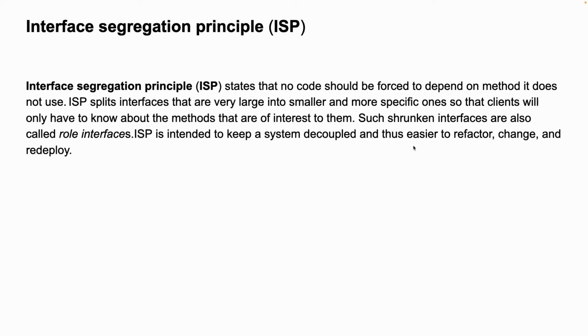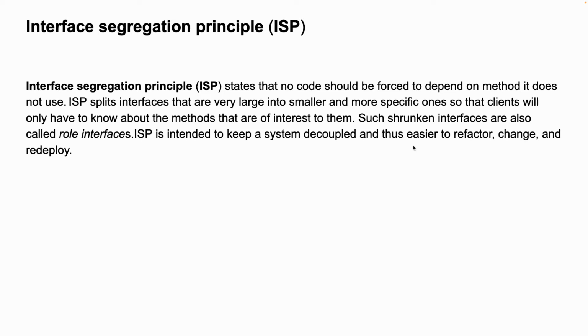So if you have a large interface, the ISP will help you split it up and make it smaller and more specific, so the client only has to know the methods they are interested in, or are going to use. If they are not going to use a particular method, why should they implement it, right? So the Interface Segregation Principle helps us make our system more decoupled, and thus makes refactoring easy, making changes easy, and redeploying much easier.